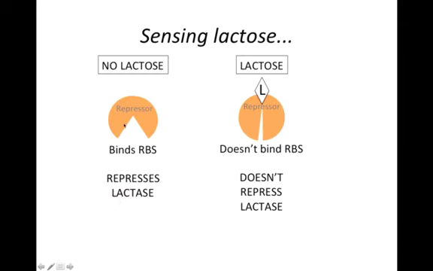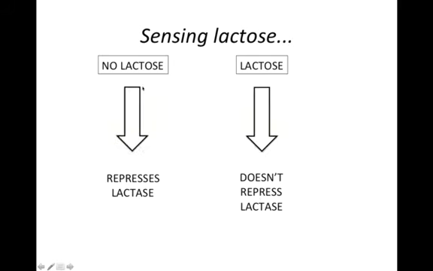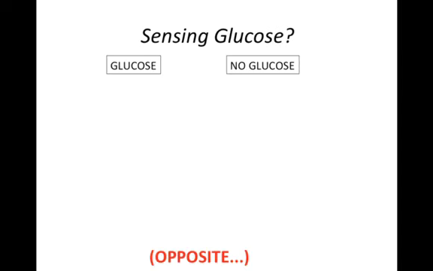Okay, so to remind us, in the case of lactose, we have on the left, if there's no lactose, we have the repressor in the binding conformation. It binds the RBS and represses lactase. On the right, when lactose is present, it changes the conformation of the repressor by binding to it, does not bind the RBS, and does not repress lactase. So we have the details, but we also just have this logic of no lactose, repression of lactase, lactose, no repression of lactase. So what about for glucose?